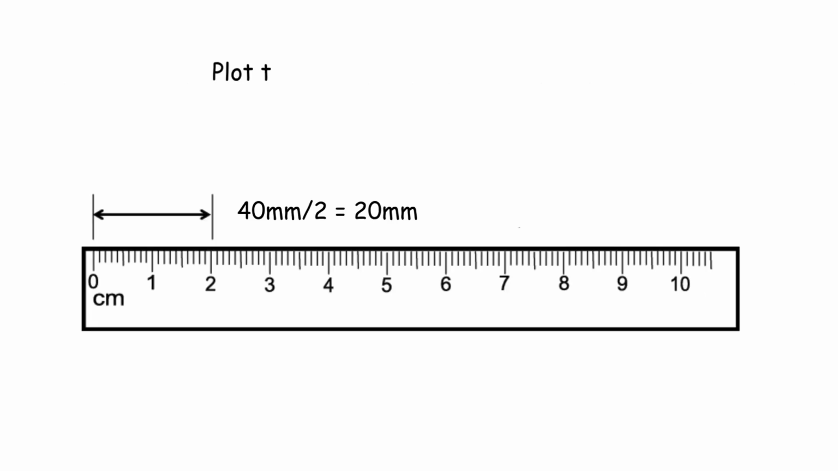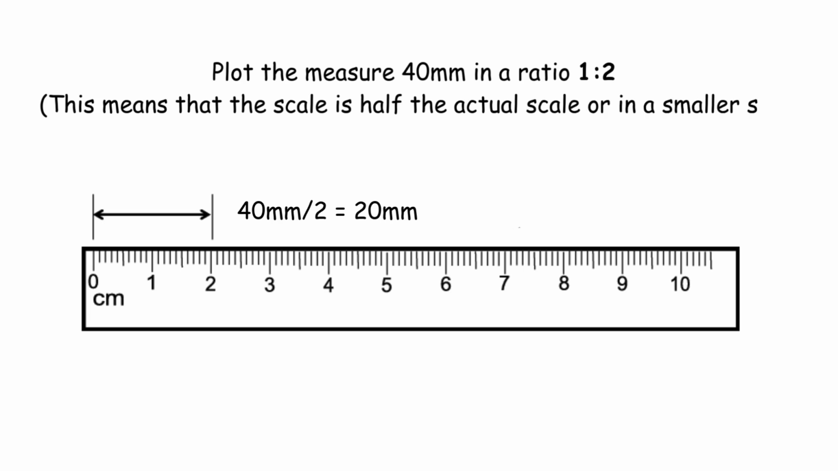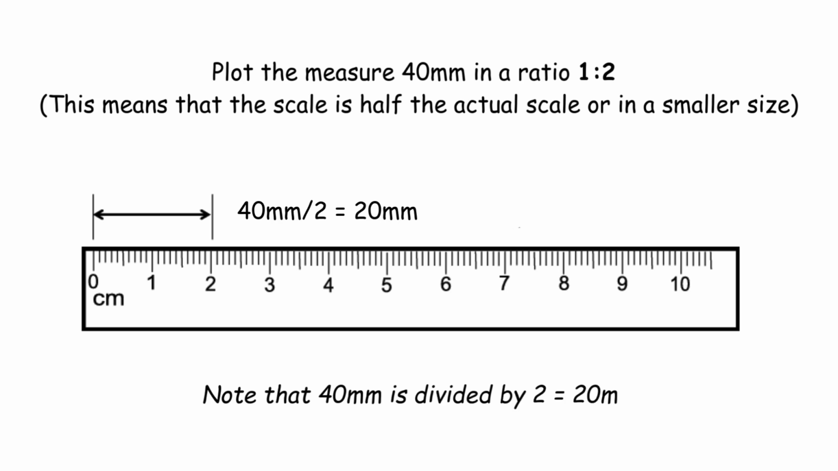Now, let's have an example in a ratio of 1:2, or reduced scale. Plot the measure 40 millimeters in a ratio 1:2. This means that the scale is half the actual scale or in a smaller size. Note that 40 millimeters is divided by 2, and that is equal to 20 millimeters, as shown in the given figure. Remember, divide 40 millimeters by 2, and that is equal to 20 millimeters.